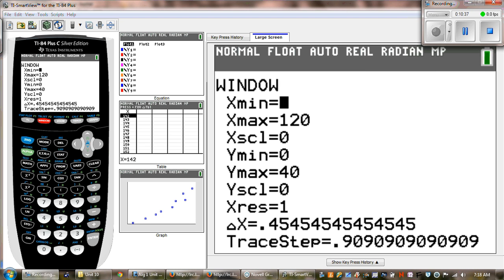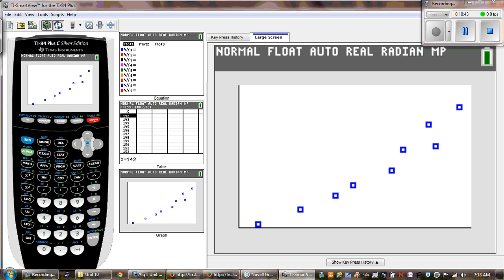Okay, so here's the window that I set. And now let's take a look at it. Well, what do you think? What are some words that you can use to describe this? One, I'd say that it's linear. Two, that it's positive. And what do you think? Moderate? I don't think it's strong. Yeah, I'd go with moderate.